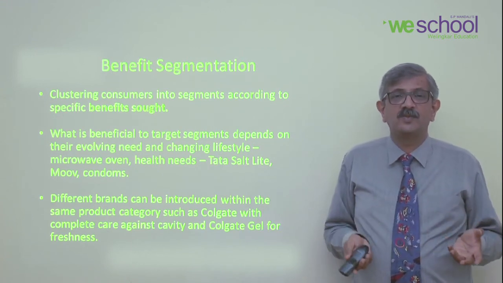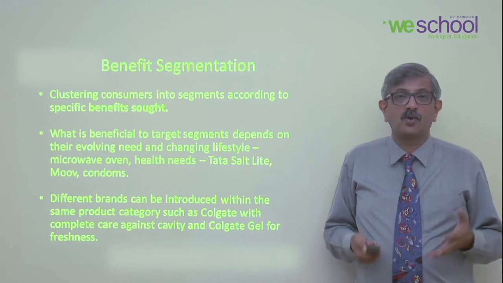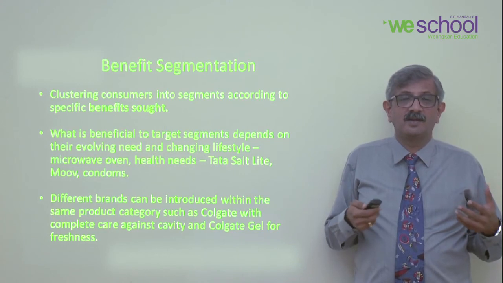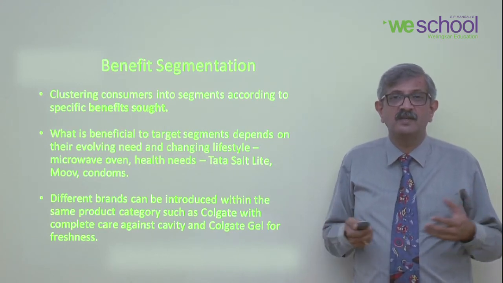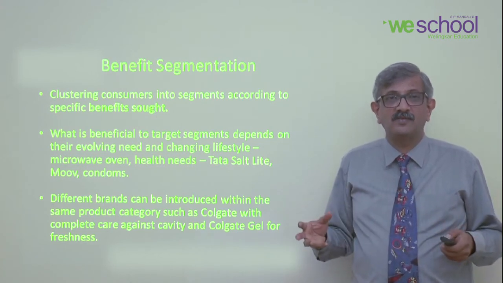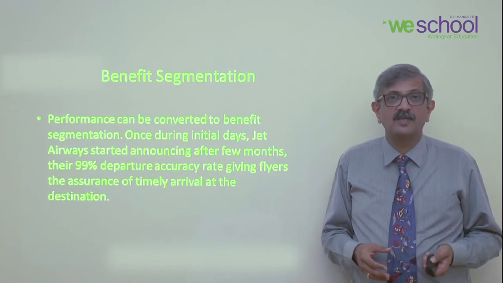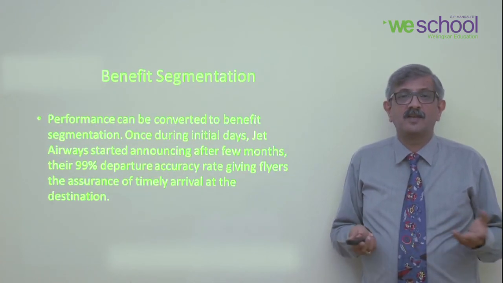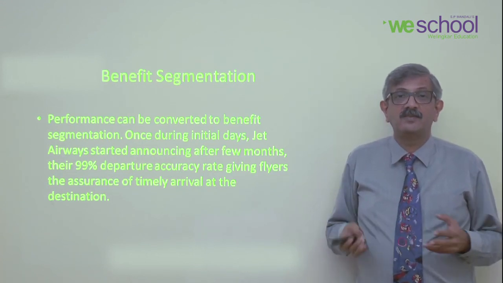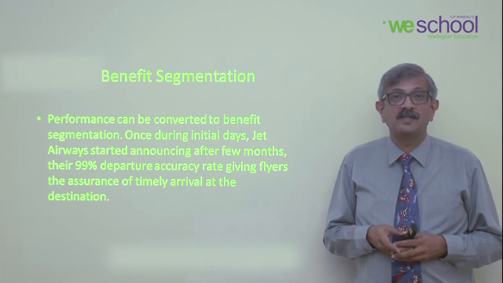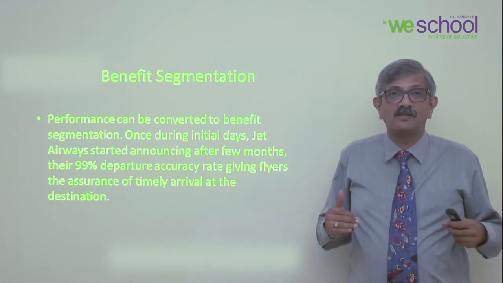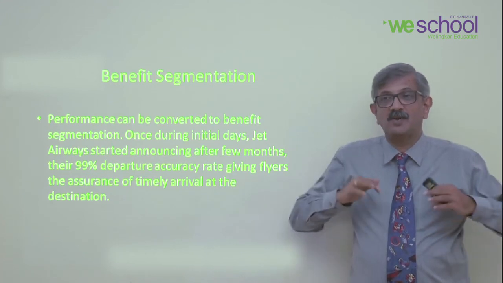Different brands can be introduced within the same product category, such as Colgate Complete Care against cavity and Colgate gel for freshness. You have the same product category but have introduced two different varieties, to appeal to a different benefit segment that the consumer is looking for in your product. Performance can be converted to benefit also. Performance is another benefit. During the initial days, Jet Airways started announcing after a few months their 99% departure accuracy rate, giving flyers an assurance that Jet means it will fly on time and reach on time.